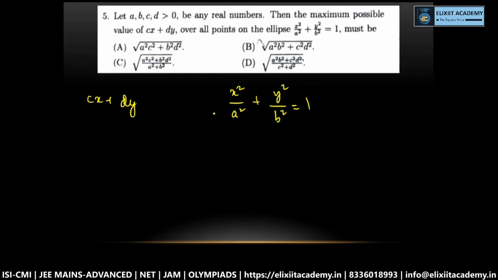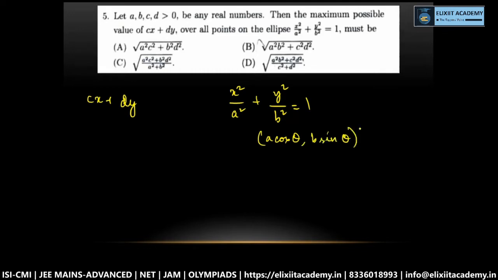So there are two processes using which we can do this question. Both of them will save your time. One, you take any point x and y on this ellipse: a cos theta and b sin theta. Let's say any point on this ellipse is a cos theta and b sin theta.